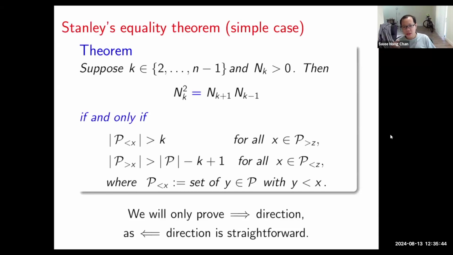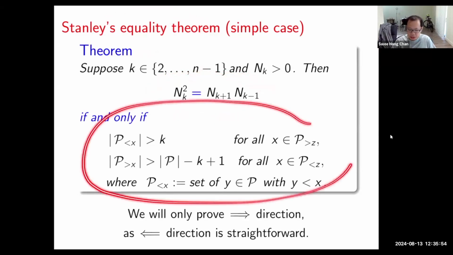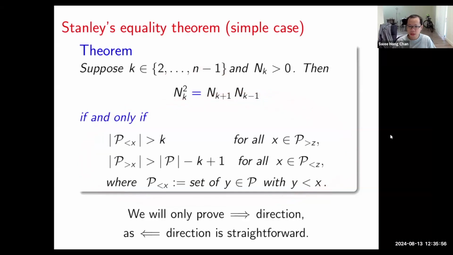So again, recall that what we want to do is this. We want to prove Stanley's equality theorem, that equality occurs in the inequality if and only if this combinatorial condition holds. And for today, we will only prove the right direction, that A implies B. This is because the second direction is straightforward: if you're given this, you can check just by definition, just by calculation, that these numbers must be equal. So it's only the left to right direction that is non-trivial.